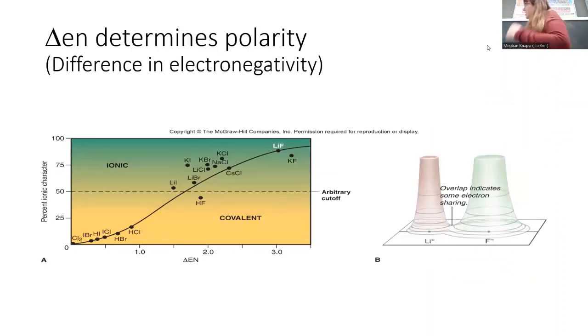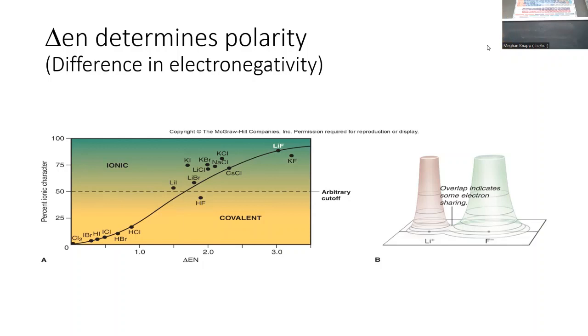So these graphs kind of illustrate the polarity in a couple of different ways. Let's look at the graph on the left. You can see vertically, we are looking at the percent ionic character. So the higher up it is on the graph, the more ionic it is. And then as we go across, we've got delta En. So what do you think En stands for? Electronegativity. And what does delta mean? Change. So this is change in, or the difference between the two atoms.